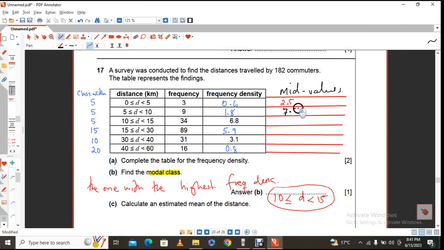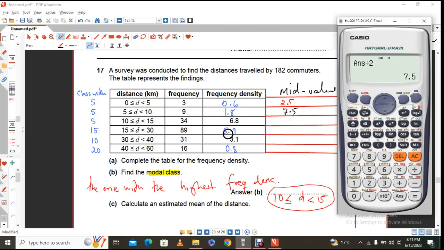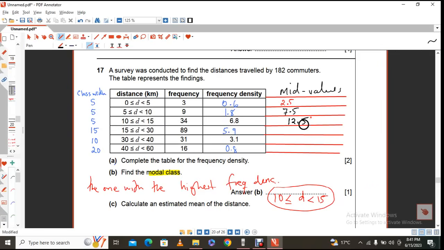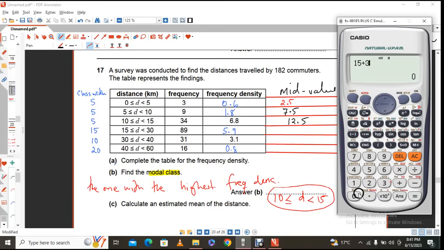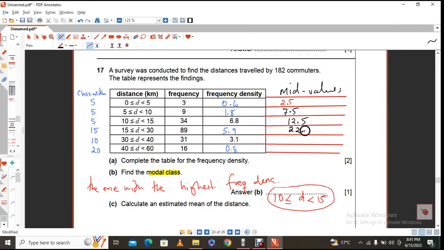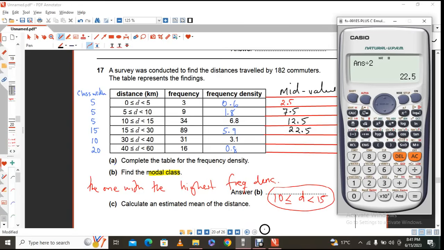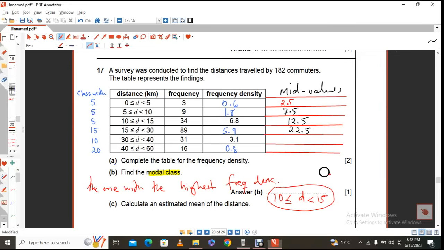So, again, this is 7.5. We do the next one, 15 plus 10, divided by 2, 12.5. 12.5 is the midpoint, mid value. The next one, let's say 15 plus 30, that's 45. Half of it, 22.5. And if you continue this pattern, the next one will be 30 plus 40, which is 70, half of 70, obviously 35. And the last one, 40 plus 60 is 100, half of 100 is 50.